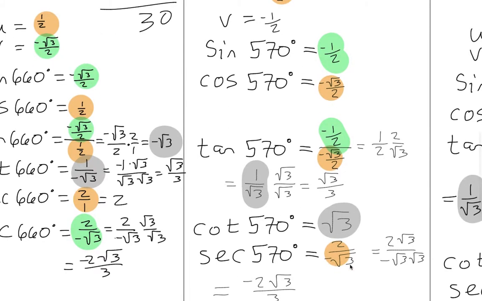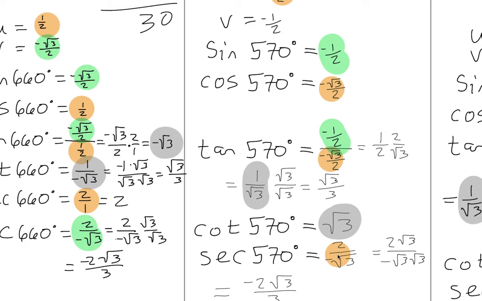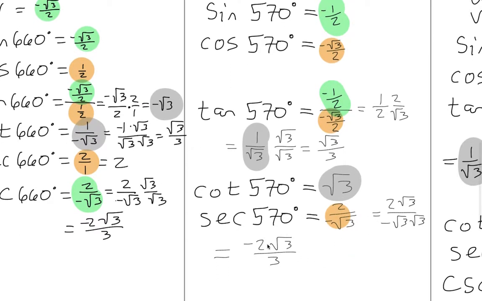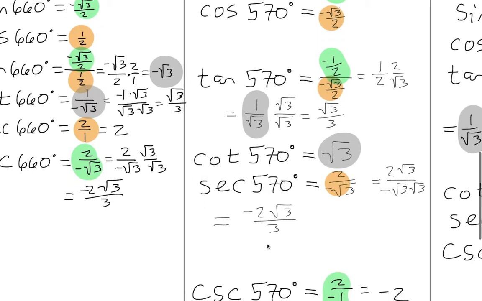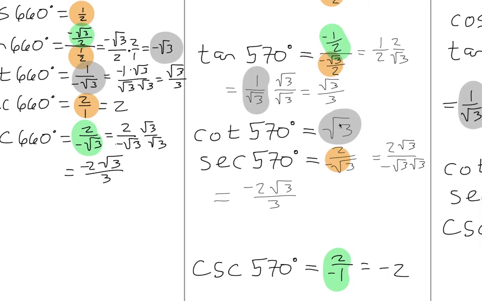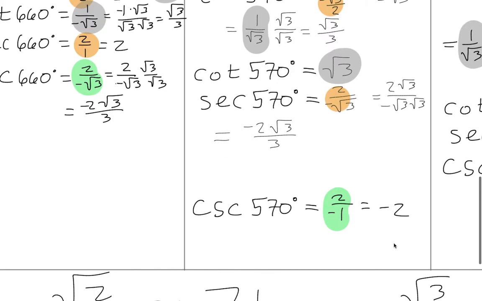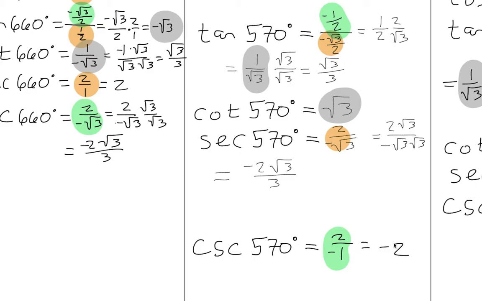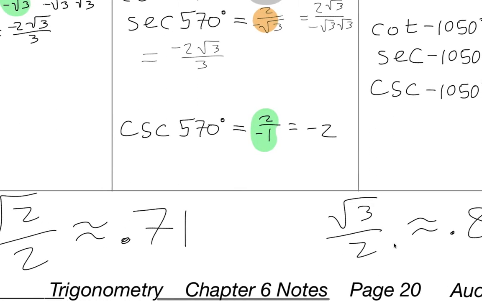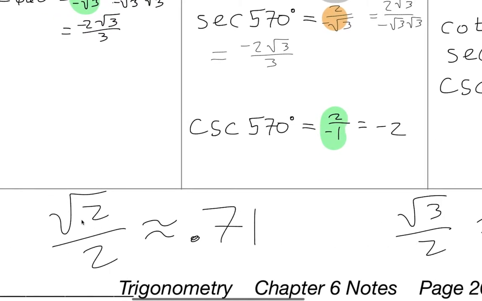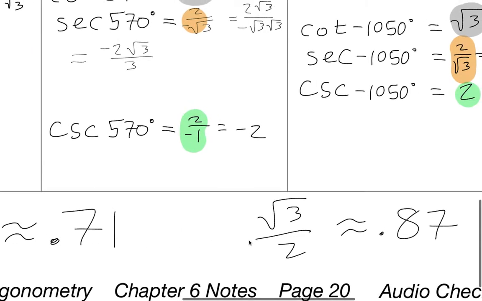Secant of 570, it's going to be the reciprocal of the orange. Is that? Rationalize it, you get that. Cosecant, it's going to be the reciprocal of the green. It just turns into negative 2. Now we remember, maybe I don't even have to tell you at this point, but we remember that these fractions are about 0.71 and about 0.87.